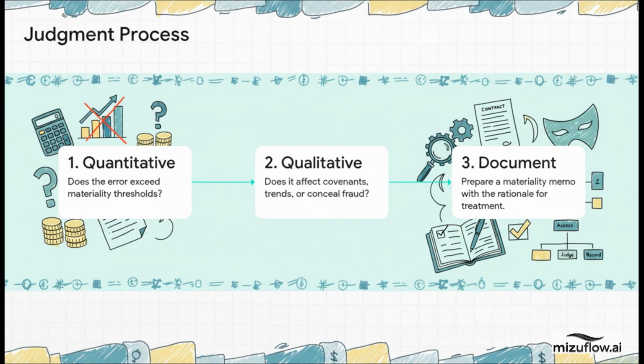It's a clear, three-step process. First, assess the quantitative side. Run the numbers against your thresholds. Is it bigger than performance materiality? Step 2, evaluate all those qualitative factors we talked about. Does it impact a trend? Could it be seen as hiding something? And step 3, the most important step of all, you write it all down.